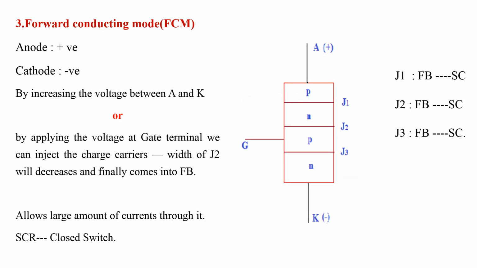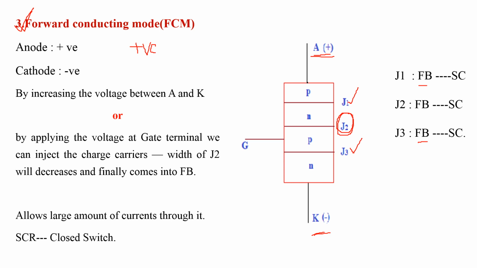Coming to the third operating mode, that is forward conducting mode. In this mode also we apply a positive voltage across anode and cathode, that is, anode is positive and cathode is negative, same as the second operating mode, forward blocking mode. Due to the application of positive voltage across anode and cathode, junctions J1 and J3 are in forward bias, which act as a short circuit. Now we are going to concentrate on junction J2, that is, the width of junction J2.